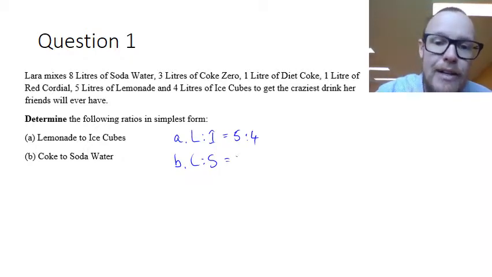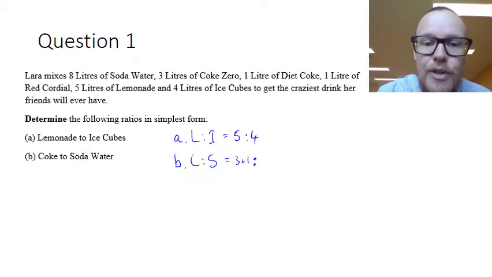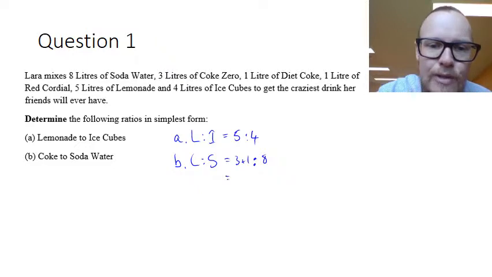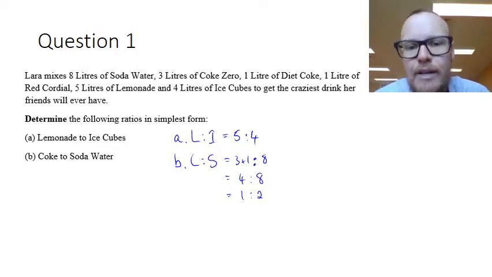So we write our 3 plus 1 to the 8 litres of soda water. And then we write that it's 4 to 8. And then we simplify that to 1 to 2. Okay? So you don't need to show what you've done to get to that ratio, but that's fine to put it in. Just make sure that it's in simplest form like that.